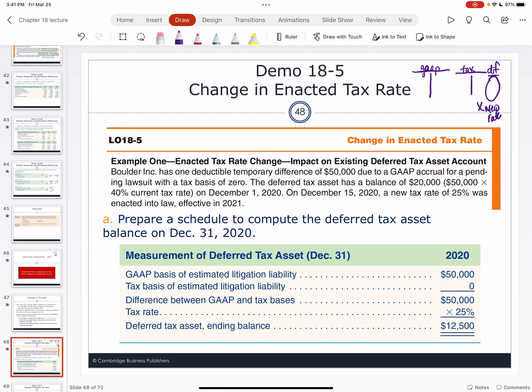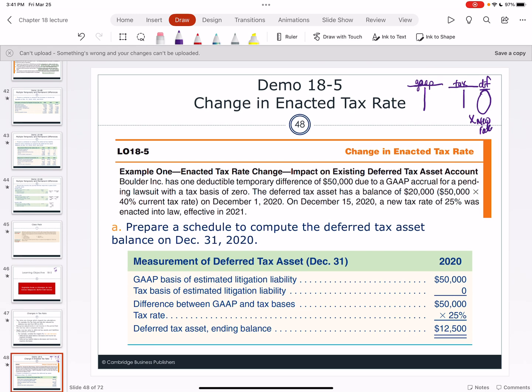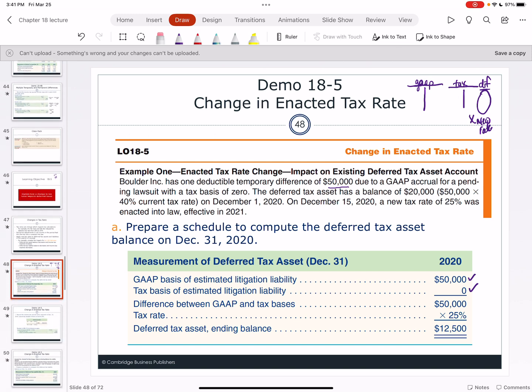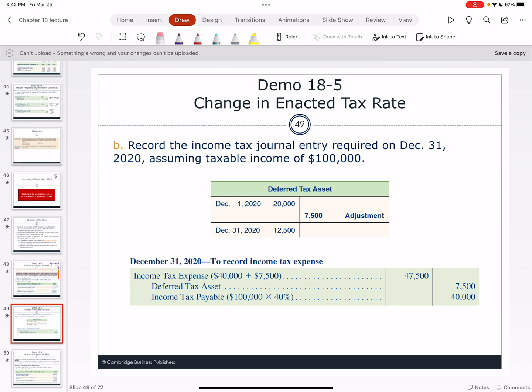So in this example, this company has one temporary difference of $50,000 due to an accrual. So it has a GAAP basis of $50,000, a tax basis of 0. The new tax rate is 25%. We don't care that it used to be 40, right? That probably did drive how some of the accounting worked in the past, but for our purposes, we just need to know the new rate and that our DTA ending balance should be $12,500. Now remember, we're always trying to get to that ending balance when we take the differences between the GAAP and the tax and multiply it times the rate.